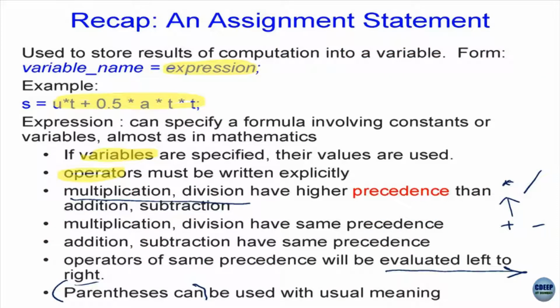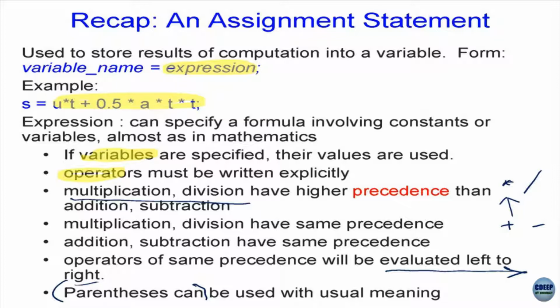So recap that when you have an assignment statement, you look at the assignment statement in three parts. The expression on the right hand side is what you compute first. So the expression has to be assigned to the variable name. The expression could involve pre-specified variables, operators such as multiplication, division, etc.